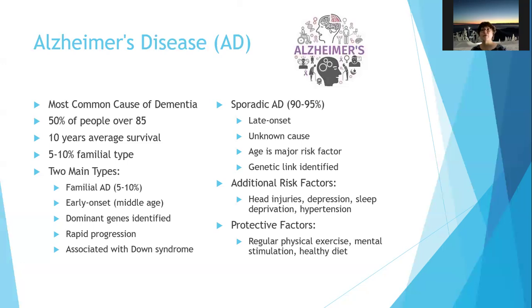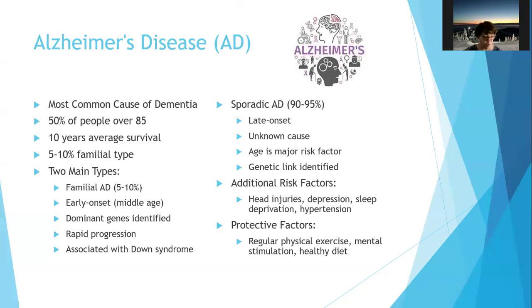Sporadic is 90 to 95% of cases, late onset, so into the big numbers, 80s and stuff. Unknown cause, age is the major risk factor. There's a genetic link that's been identified, but there's not a gene to protein to affect pathway that's been identified. Additional risk factors for sporadic AD include head injuries, depression, sleep deprivation, and hypertension. Doesn't that make you want to work on your sleep hygiene and keep your hypertension under control? Protective factors include, yay, regular physical exercise, mental stimulation, and a healthy diet.